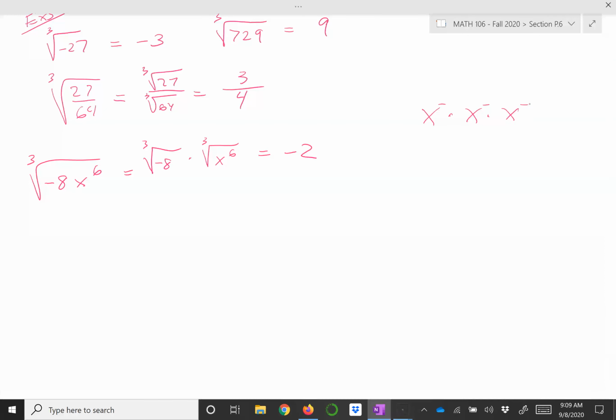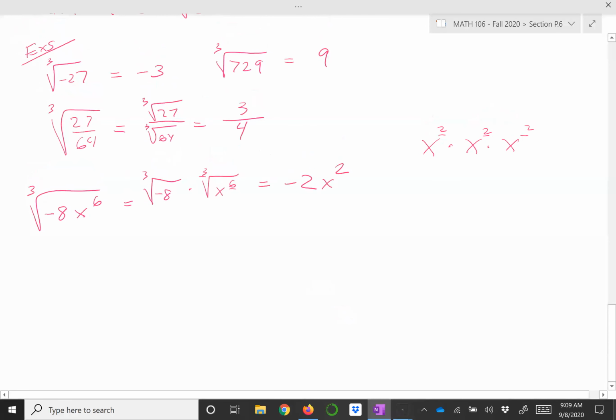Now, this trips some people up sometimes because it's 2, right? Because when you multiply variables, what do you do to their exponents? You add them, okay? So in this case, I was able to do 6 divided by 3, really, and that worked out. So then that answer is going to be x squared. So it's negative 2x squared for that problem. All right, so you're not going to see anything crazier than a cube root when we're talking about that.